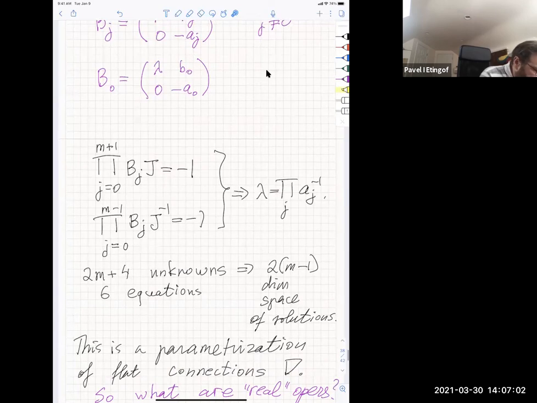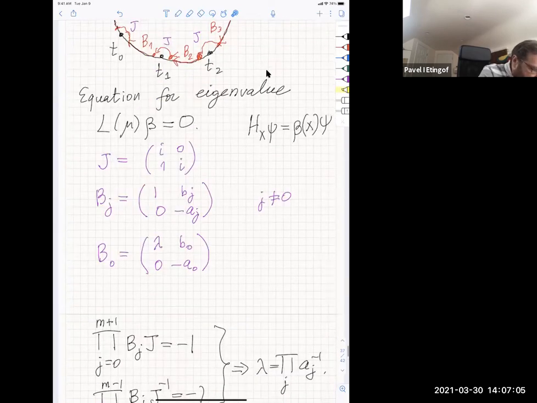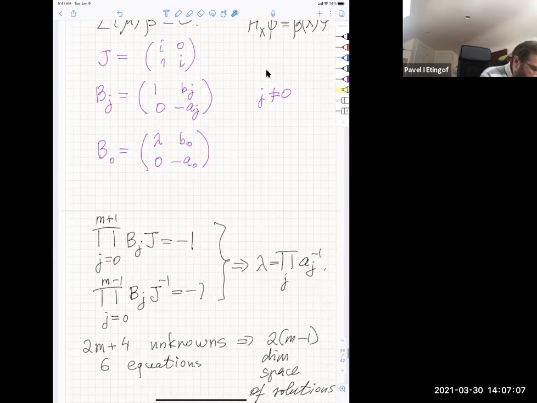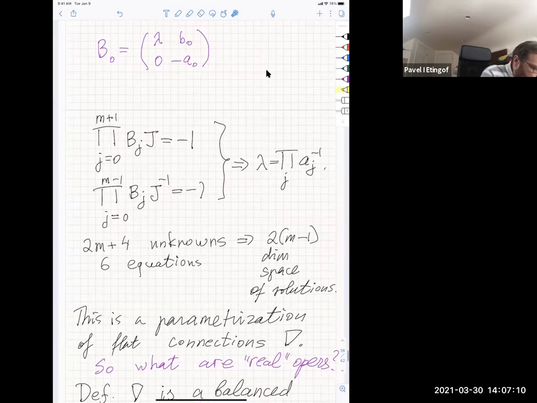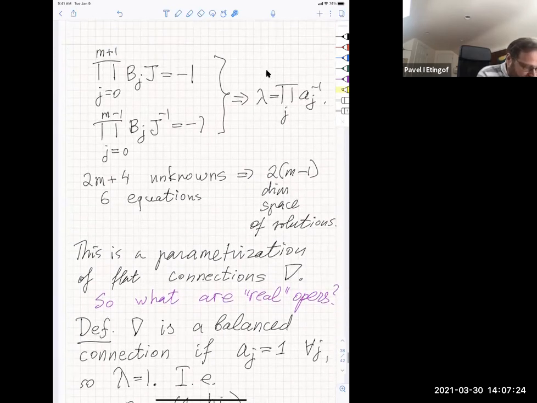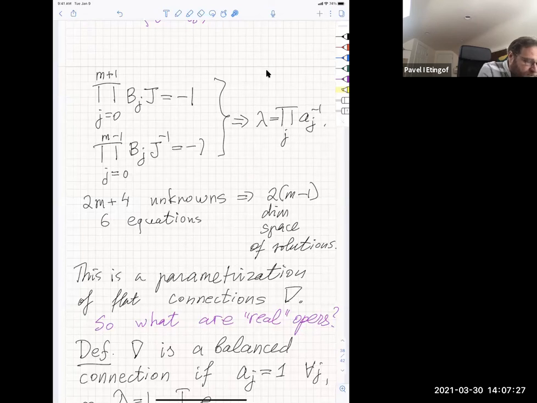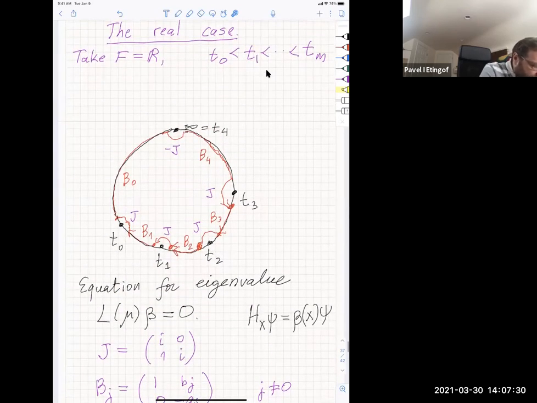So how many unknowns do we have? We have these a's and b's, and there are m+2 matrices. So we get 2m+4 unknowns. And there are 6 equations because there are 3 matrices with determinant 1, which are equal to minus identity. So we get a 2m-1 dimensional space of solutions. And this is actually just a parameterization of the space of flat connections on this manifold. So we have m+2 points. So we have what? We have a free group with m+1 generators.